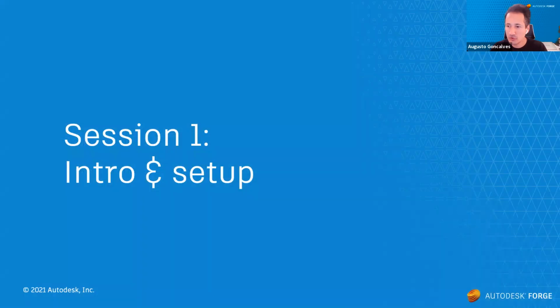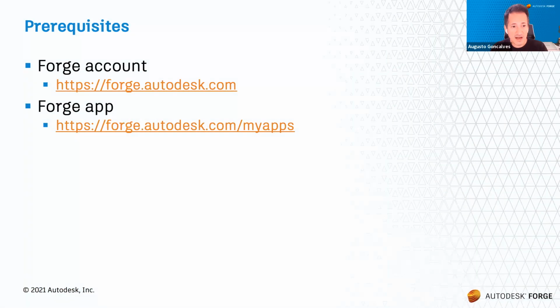Okay, so going forward, for the first piece, what we need to do is prepare our environment to create the application for today. You need a Forge account at forge.autodesk.com, and we need a Forge app. After you create your account, you can create your app under your apps page. To create your Forge account, you actually need an Autodesk account, and that's your first step.